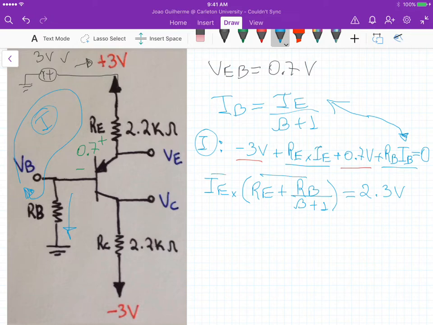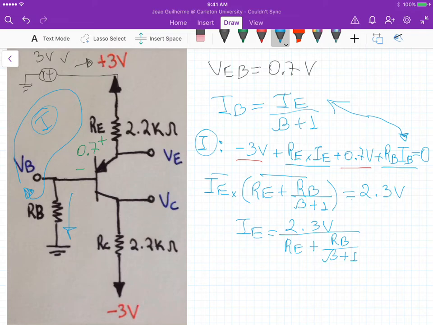Here we have resistance times current, which is a voltage, equal to some voltage. Now if we isolate IE here, we get 2.3 volts divided by RE plus RB divided by beta plus 1.